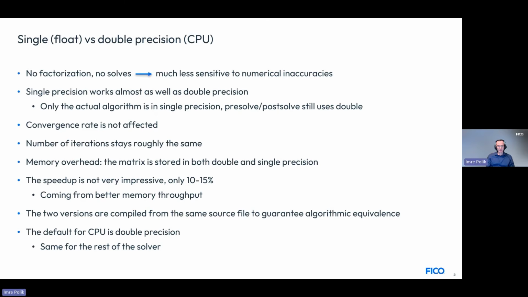That being said, we defaulted the algorithm to double precision on CPU simply because that's also the default for the rest of the algorithms, and the speed gain is only about 10-15%. So it's not a game-changing advantage to run it in single precision.